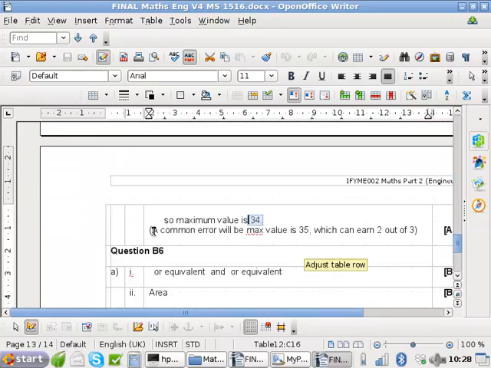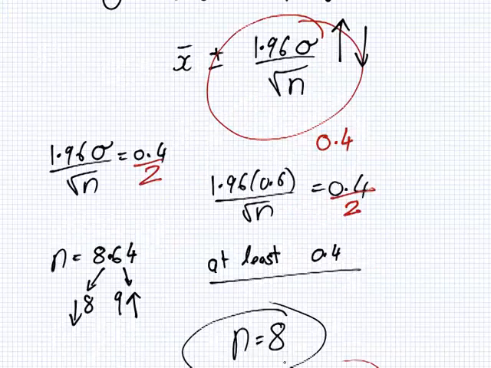Oh look, even as a sentence, a common error will be 35, but the true answer is 34. I see, he is thinking ahead. Because making the n smaller makes the interval bigger, because the n is in the denominator. Okay, can we do the last one, B6? That was embarrassing.